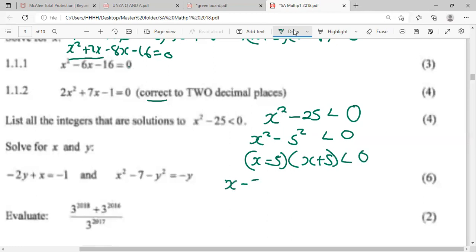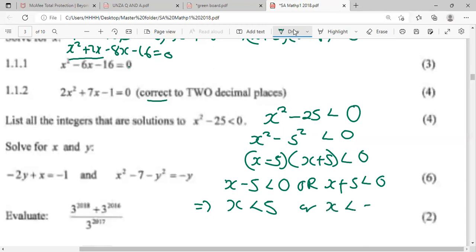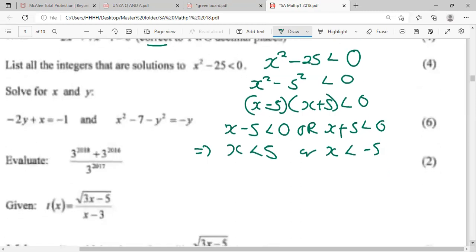So this simply means that x minus 5 is less than zero, or x plus 5 is less than zero. This implies that we have x less than 5, or x less than negative 5. Meaning that the lower limit is negative 5 and the upper limit is 5. So the values of x should run between negative 5 and 5: negative 5 is less than x, and x is less than 5.